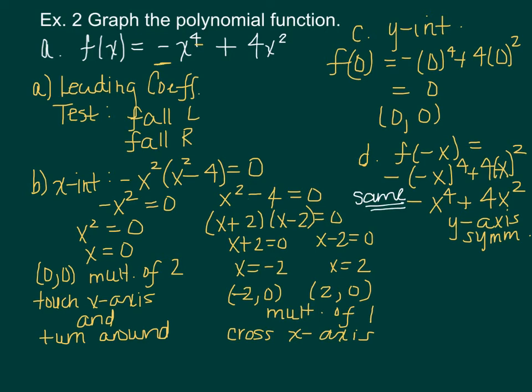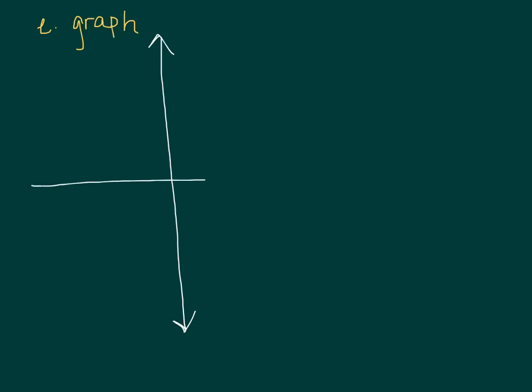Okay, and then E, now we graph it. I'm going to graph it on the next slide. So we're going to use everything that we just calculated to do our graph. So we know on both ends it's going to fall.